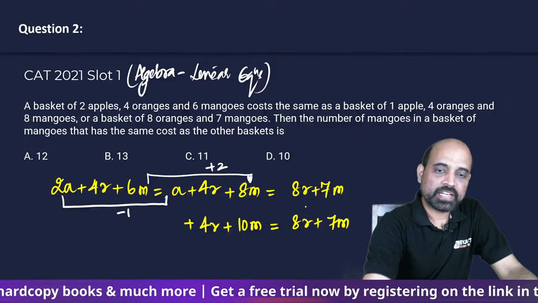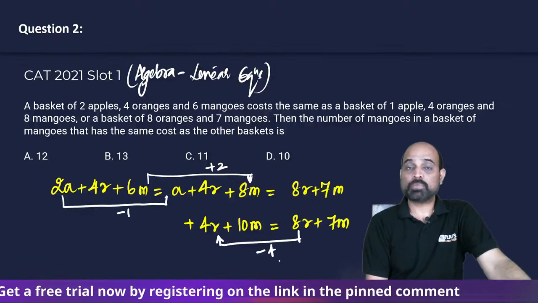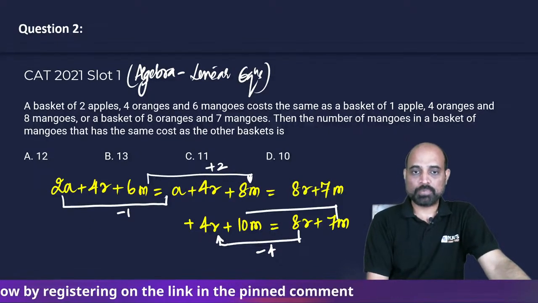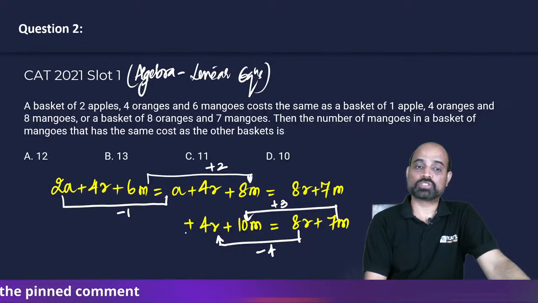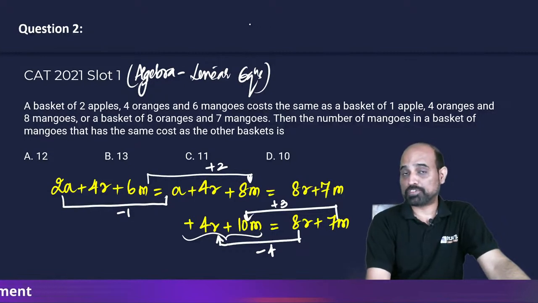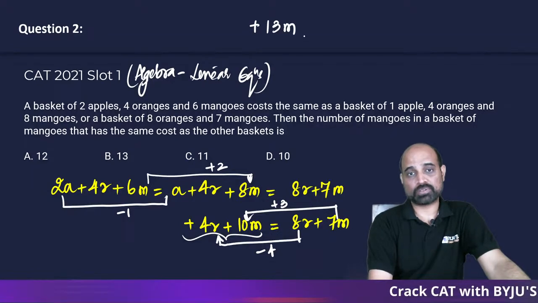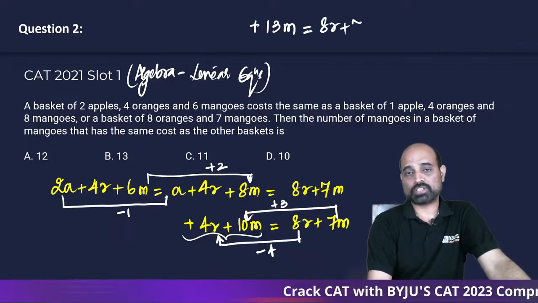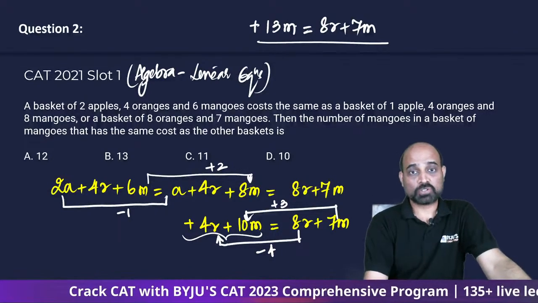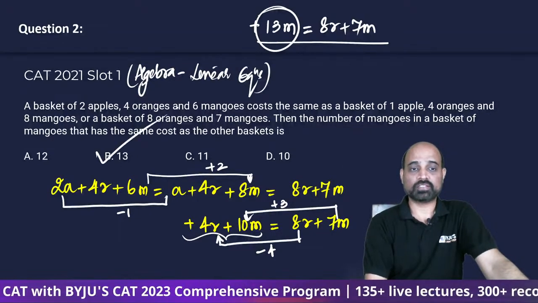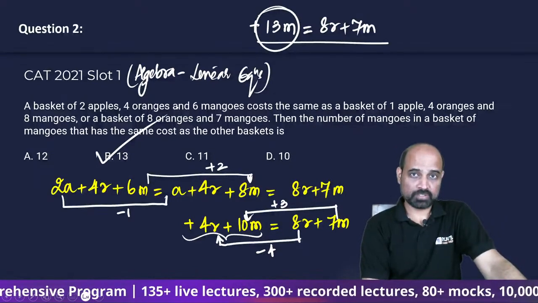If we now equate these two, what we will find is, if I reduce the number of oranges by 4, the number of mangoes increases by 3. Which means if I reduce the number of oranges by 4, I will be left with 0 oranges, and the number of mangoes will increase by 3, so I will have 13 mangoes. 13 mangoes will be equal to 8 oranges plus 7 mangoes, which is the same as the cost of every other basket. So how many mangoes are required? 13. B is the answer. No substitution, no elimination. Basic.